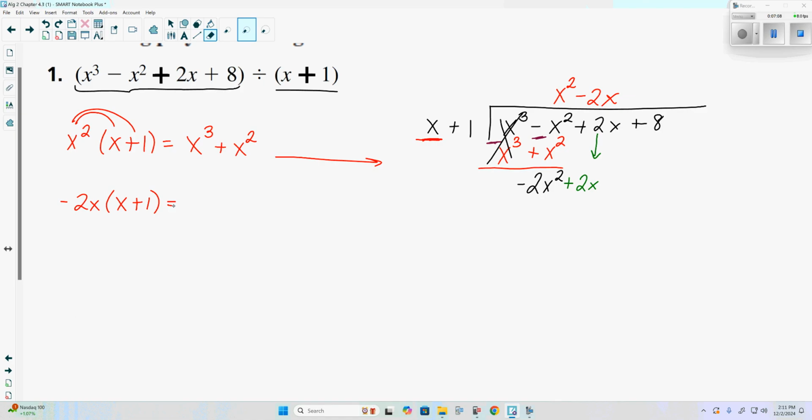Because again, the main thing we're trying to do is get those first terms to be the same. In our first step, we wanted to get the x cubes to be the same. Now we want negative 2x squared and negative 2x squared. Well, negative 2x times x, we'll still have the negative 2. Our x times x is x squared. Then we'll do negative 2x times 1, which is negative 2x. And again, we're going to put it underneath. Negative 2x squared minus 2x.